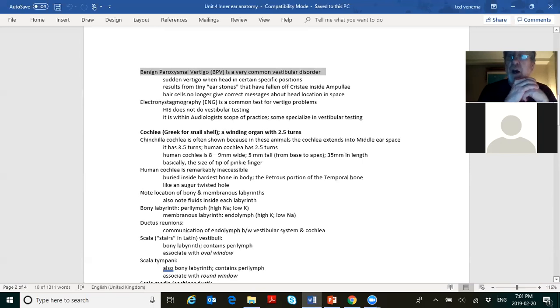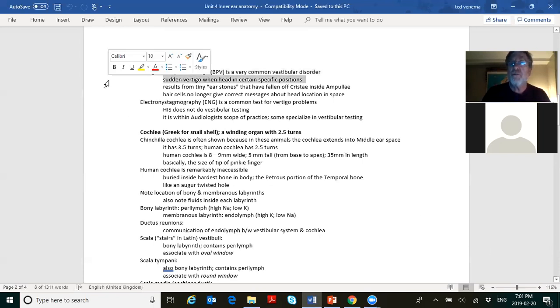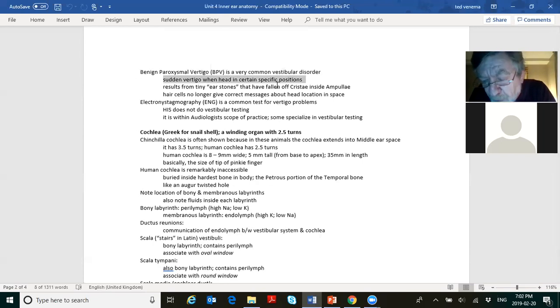BPV. Benign means it's not cancerous, not going to kill you, but it's a nuisance. Paroxysmal vertigo. Sudden vertigo when your head is turned in a certain specific position. It might be from bending over, tying your shoe, and all of a sudden, whoa, that one position, did that ever make me dizzy? Whoa, I got to sit down for a second here.